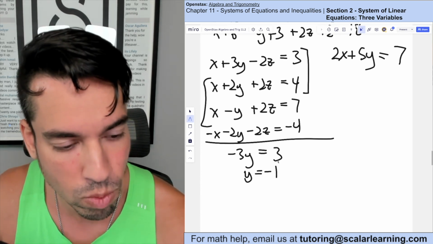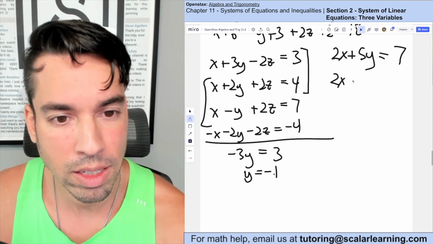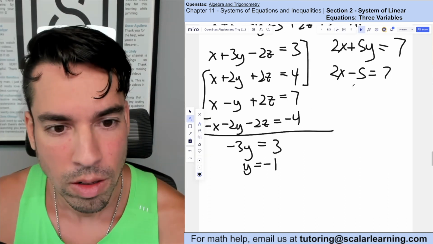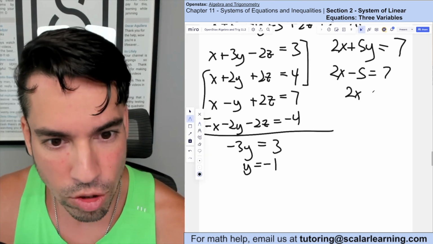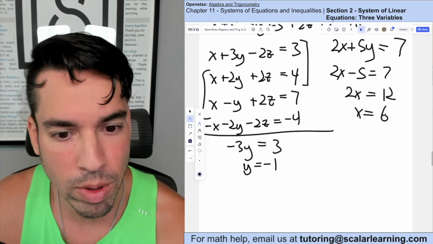y is negative 1. This is pretty nice because I can take that, plug it in here. 2x minus 5, right? 5 times negative 1 is negative 5, equals 7. Now to isolate, I add 5 to both sides. 2x equals 12, divide by 2, and x equals 6. Beautiful. So now we have x and y.